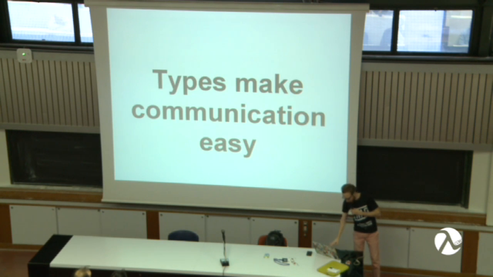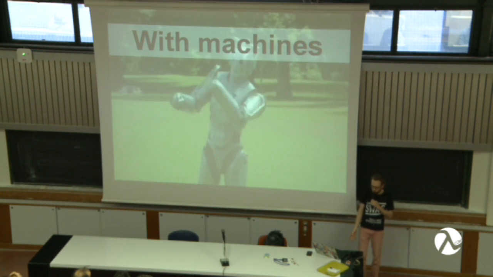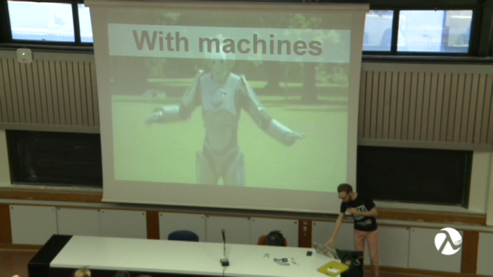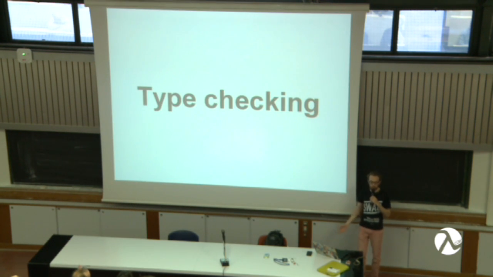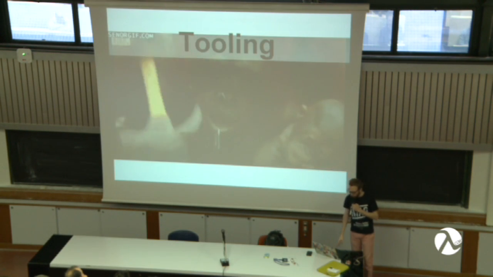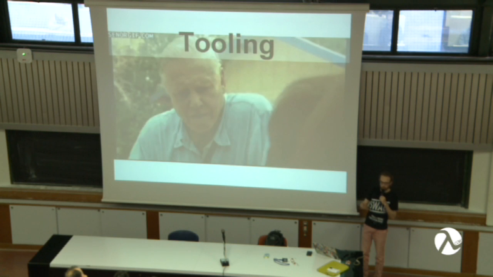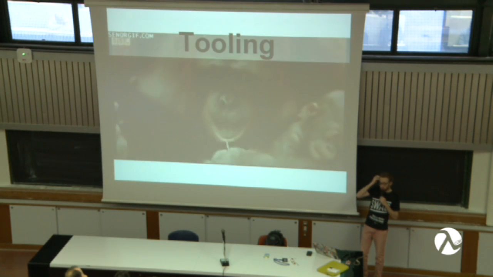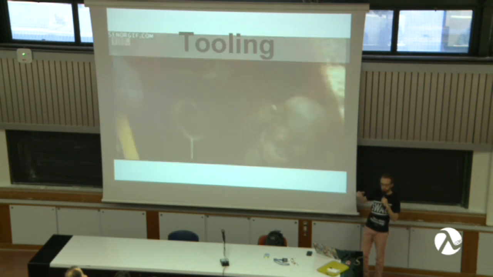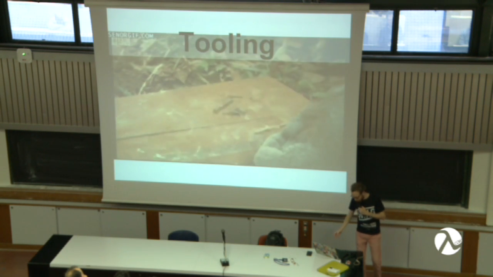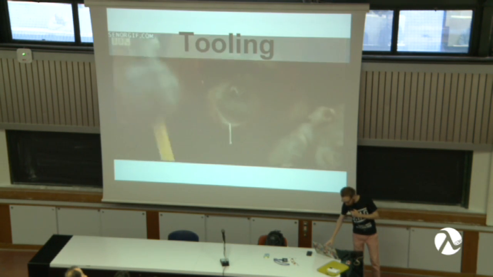What's nice with types is that they make communication easy. Of course, it makes communication easy with machines, and the obvious thing is type checking. Type checking is the compiler telling you whether what you've done is correct or not. Also, you can have tooling. Like in the Java world, your IDE can refactor stuff automatically, but it can go way further.